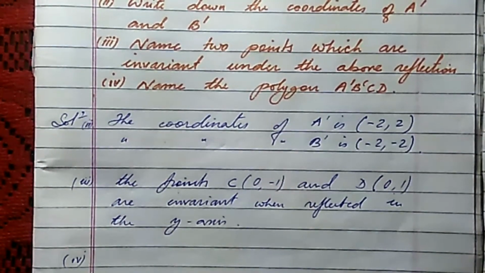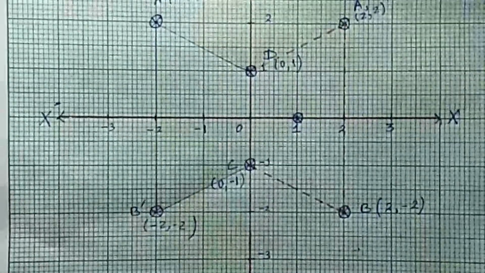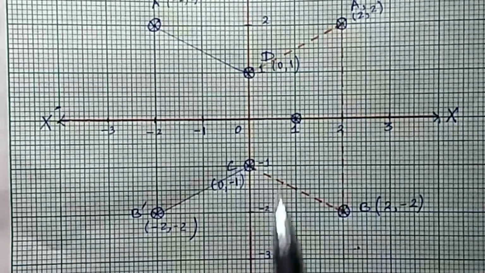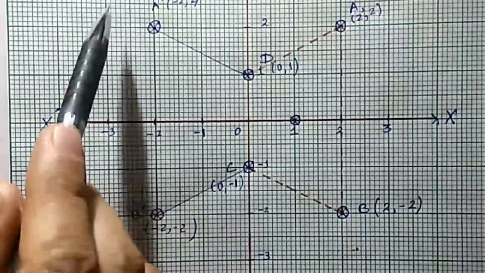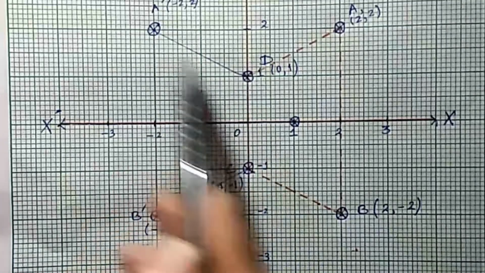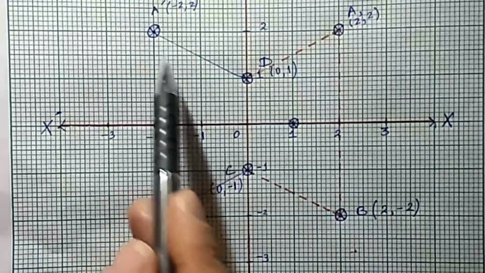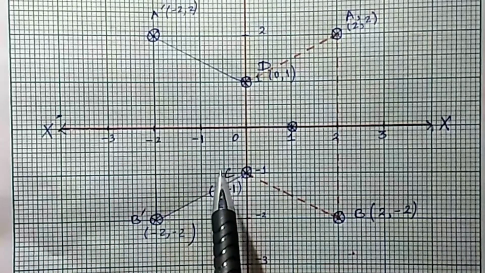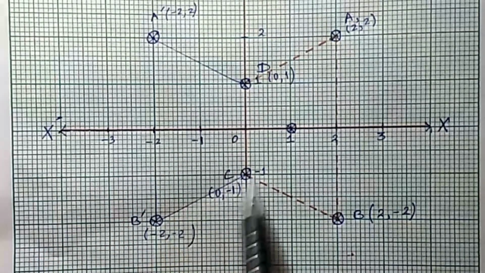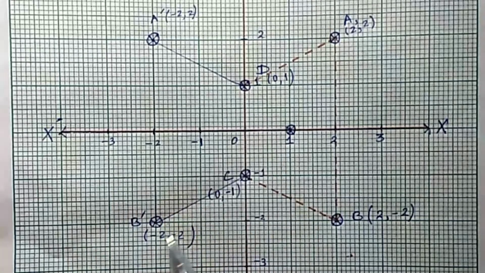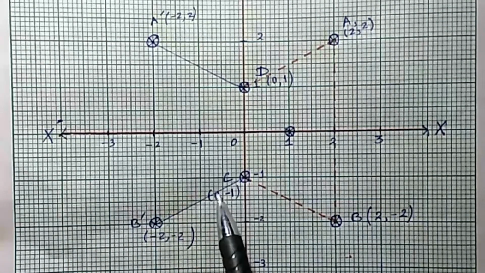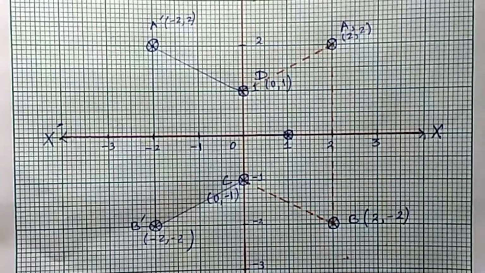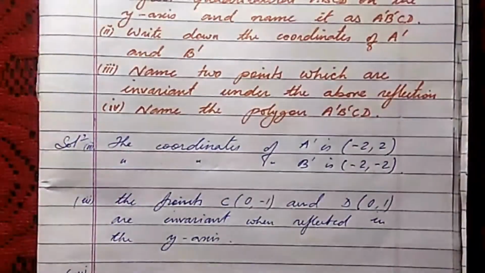The last one. Name the polygon A dash B dash C D. If you look carefully, these two distances are same. And if you look at this figure, this is actually a trapezium. But these two distances are same. That means A dash D and B dash C are same. So we call it an isosceles trapezium. Therefore, the polygon A dash B dash C D is an isosceles trapezium.